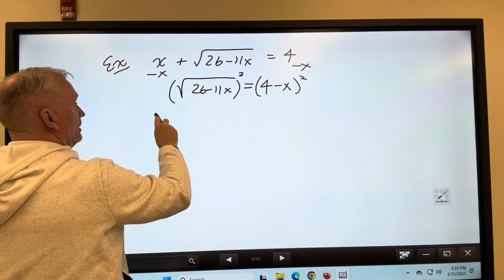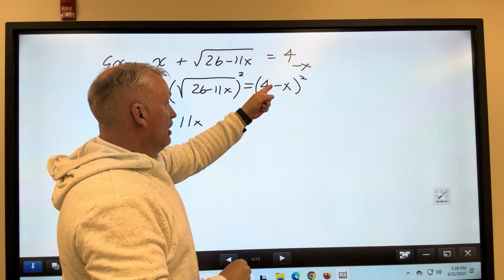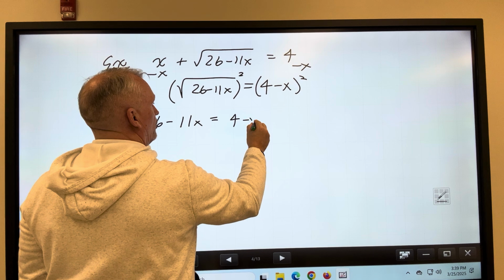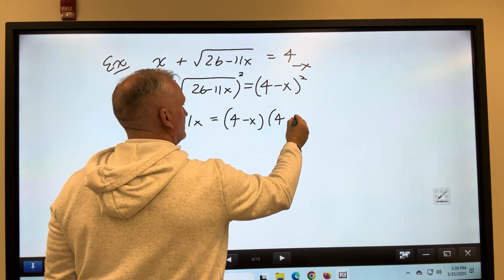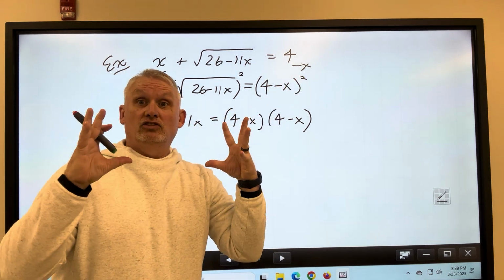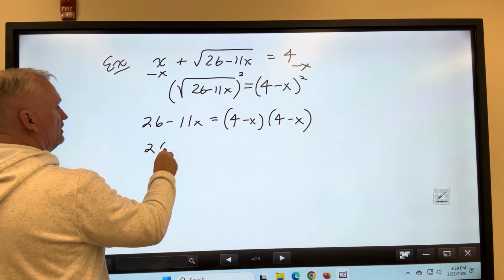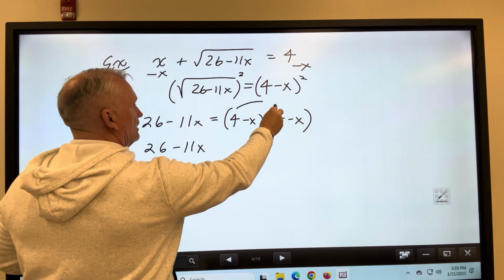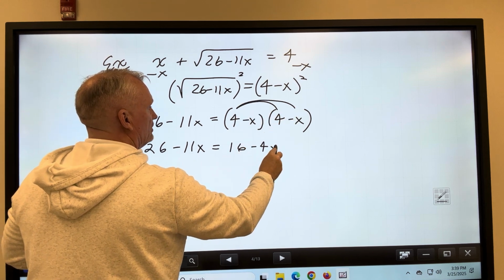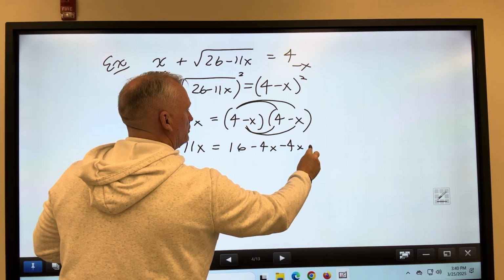Well, that eliminates, so I'm just left with 26 minus 11x. Easy part. 4 minus x. Easy. Is 4 minus x. Write it twice. Write it twice. If you have a squared, that means that that's twice. Guess what? FOIL it. So I have this 26 minus 11x is equal to 16 minus 4x, the inside, which is minus 4x, and the last, which is plus x squared.